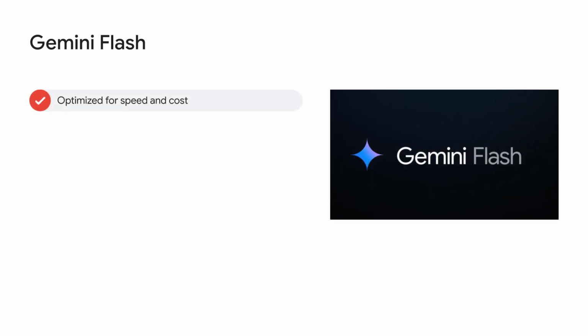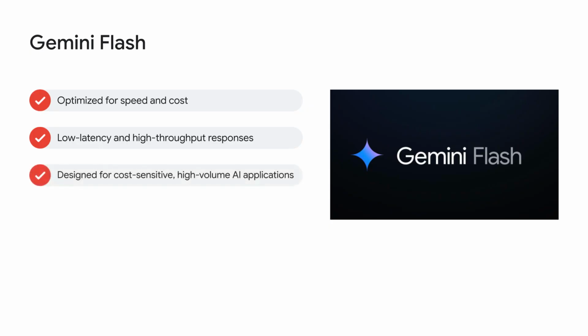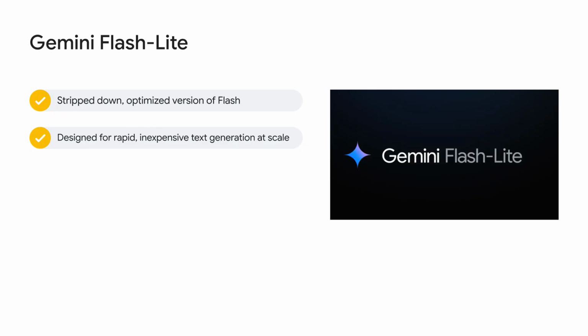Gemini Flash is optimized for speed and cost. It is designed for low latency and high throughput responses, and is significantly more cost-efficient per token. Gemini Flash is designed for cost-sensitive, high-volume AI applications. Gemini Flash Lite is a further stripped-down, optimized version of Flash, specifically designed for rapid, inexpensive text generation at immense scale.